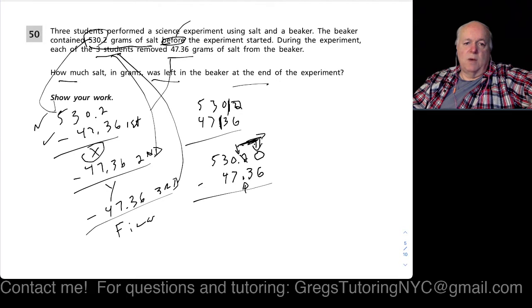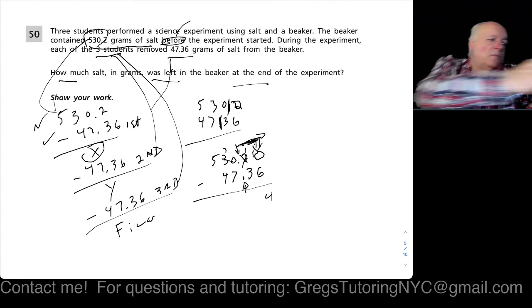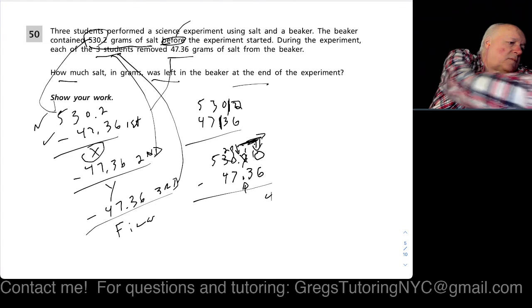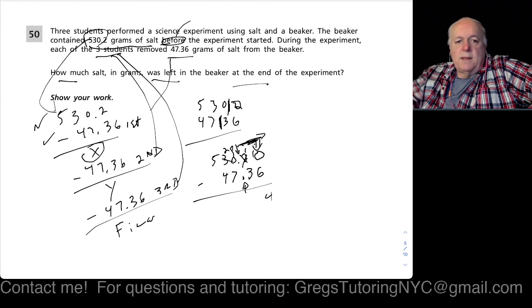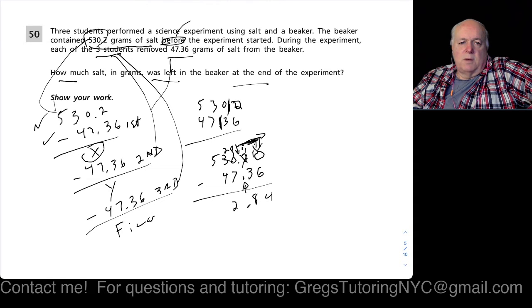So we can't take 6 from 0. We're going to borrow and make that 1. That becomes 10. That's 4. We have to borrow again, so this becomes 29. We can borrow the 1 here. So we get 11, we get 8. The decimal drops down. Okay, we have 9 from 7 is 2. And now we have 4 from 2. We can't do it. We borrow 1 more time. That's 12. 8. So we get 482.84.